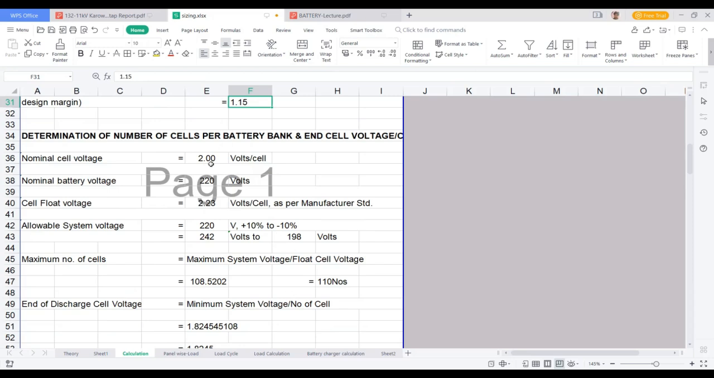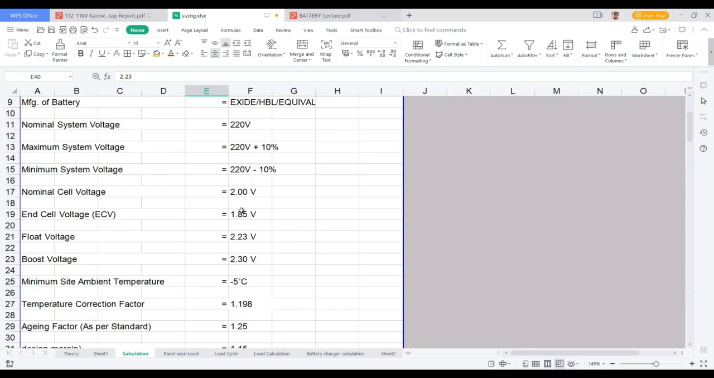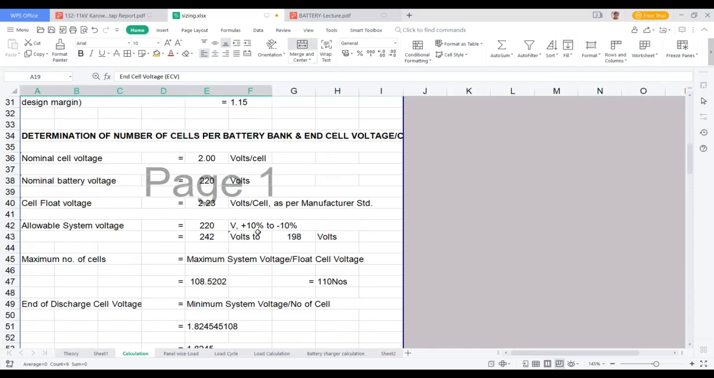So the nominal cell voltage is 2 volts per cell. The battery voltage is 220 volts. Then the cell float voltage is 2.23, which I got from the manufacturer. All these ratings I'm getting from the manufacturer team. Now, what is the allowable voltage? I said 220 plus or minus 10%. Plus 10% is 242, minus 10% is 198.